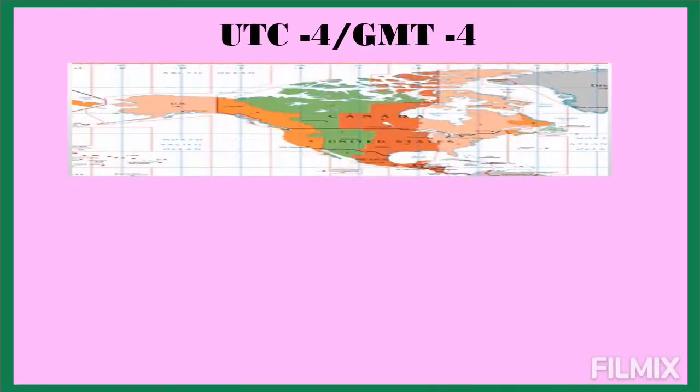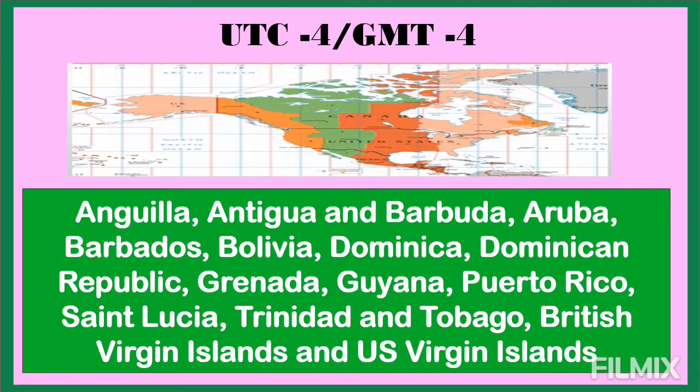Hello guys, these are the places that I'm going to share with you under UTC negative 4 or GMT negative 4. These places are from the Atlantic time zone. These are Anguilla, Antigua and Barbuda, Aruba, Barbados, Bolivia, Dominica, Dominican Republic, Grenada, Guyana, Puerto Rico, St. Lucia, Trinidad and Tobago, British Virgin Islands, and U.S. Virgin Islands. Okay, these are the places under GMT negative 4.